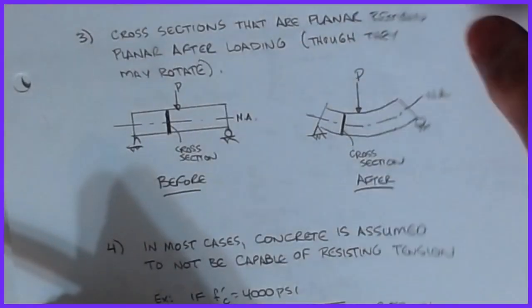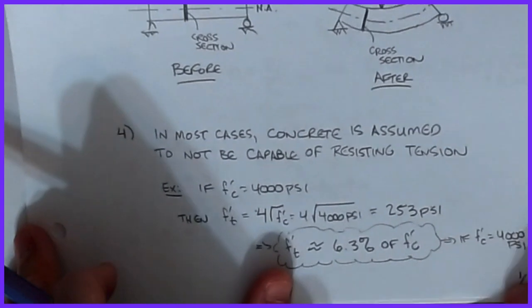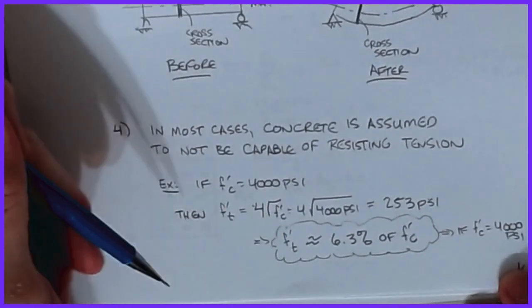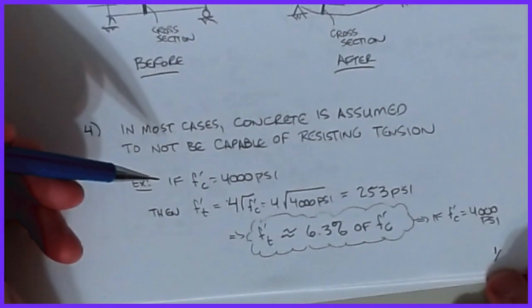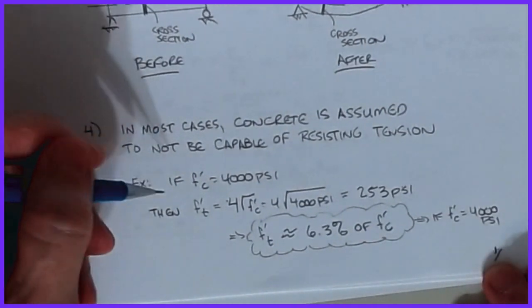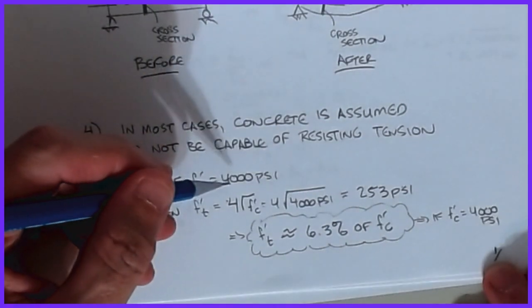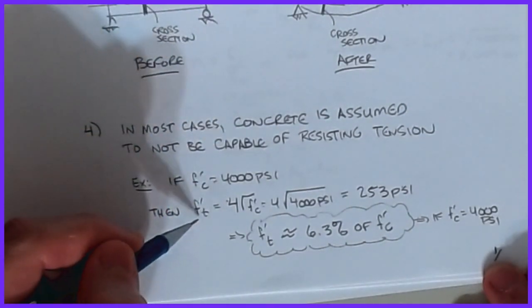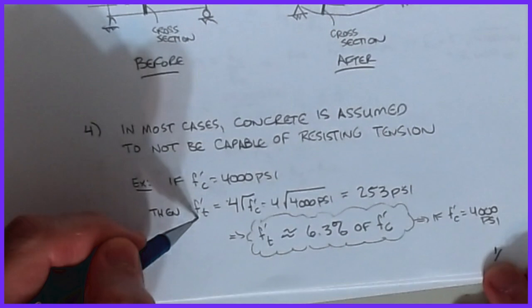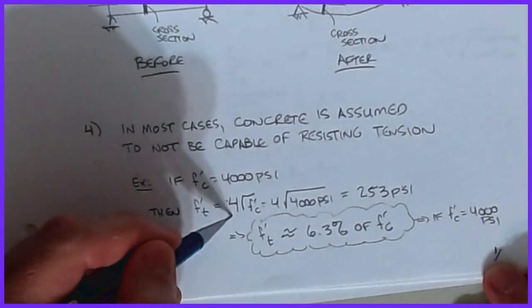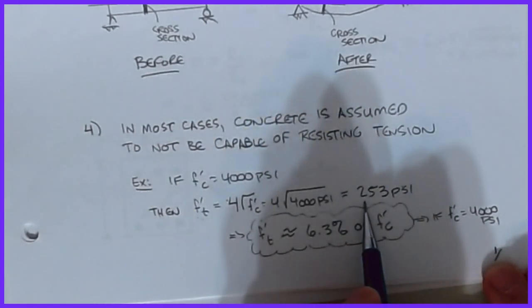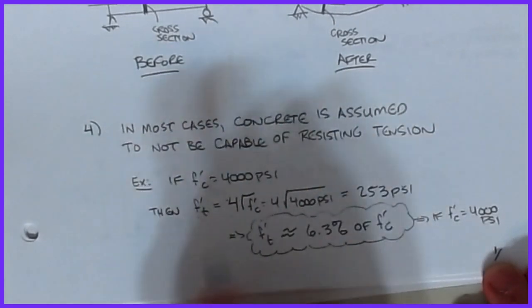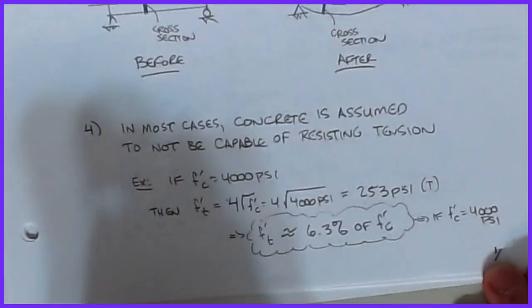Okay, all right. Our fourth one has to do with, in most cases, concrete is assumed to not be capable of resisting tension. And if we do some quick calculations of this, if you remember, for an f'c of 4,000 psi, the tensile stress limit for direct uniaxial tension, we said, was 4√f'c. We said that in a couple of videos past. So if I run this calculation out, you can see that the limiting stress on this is 253 psi, and that's in tension. So I'll put a T on the end of that guy.